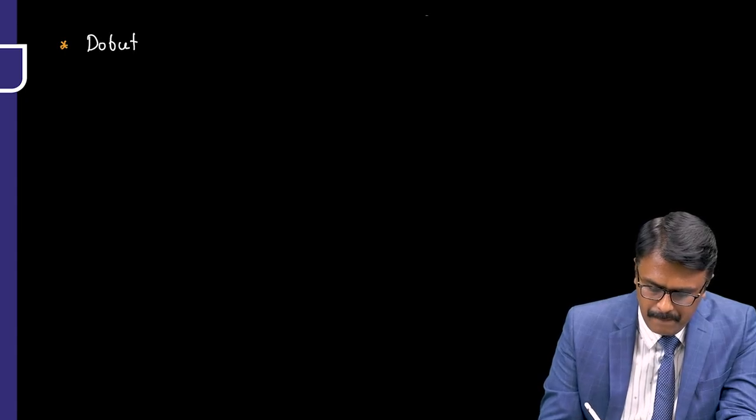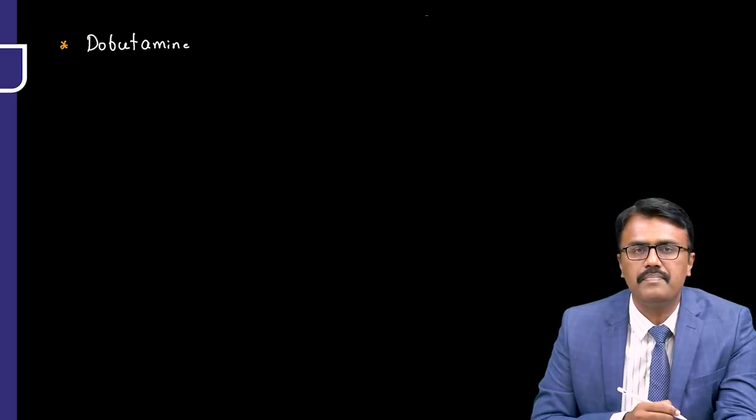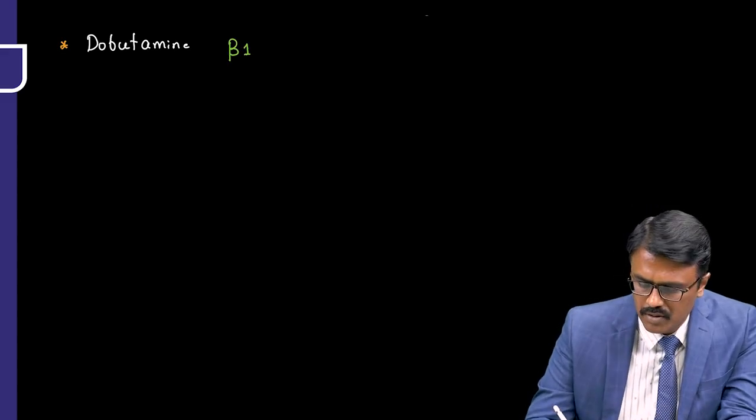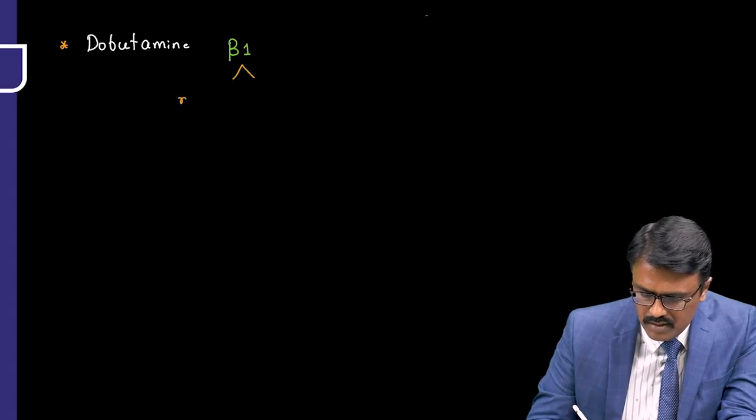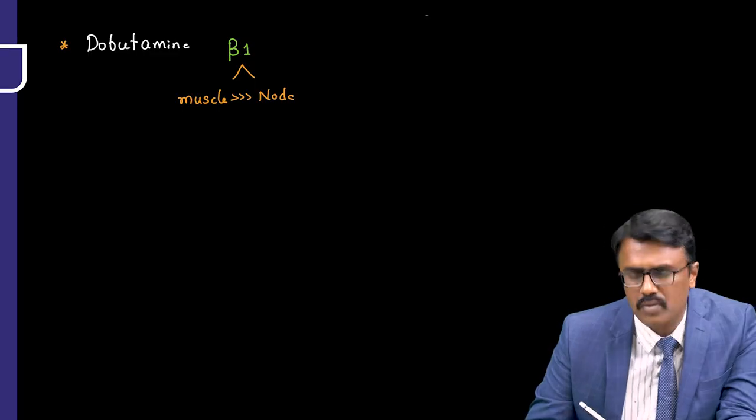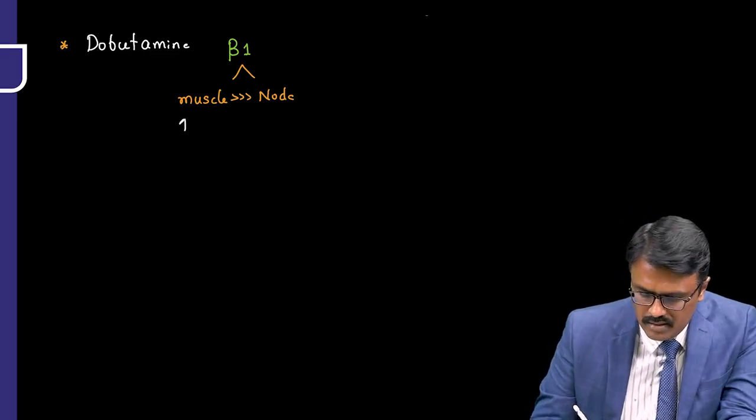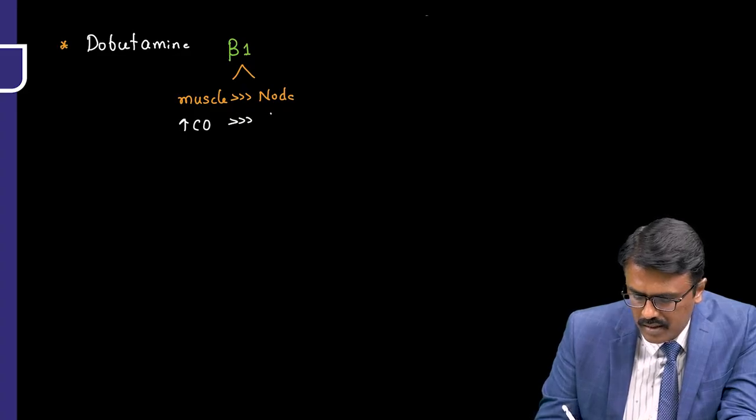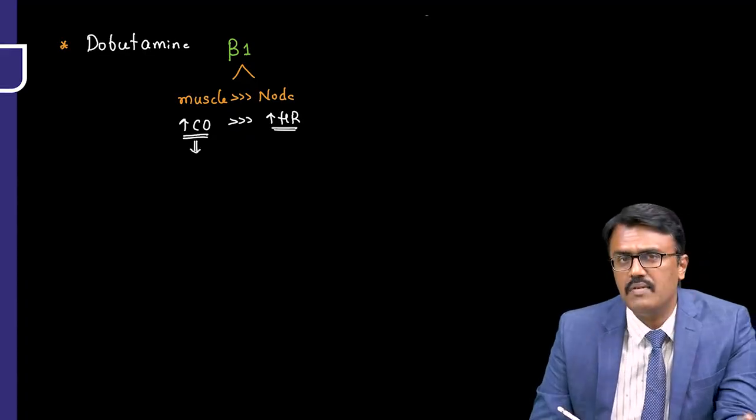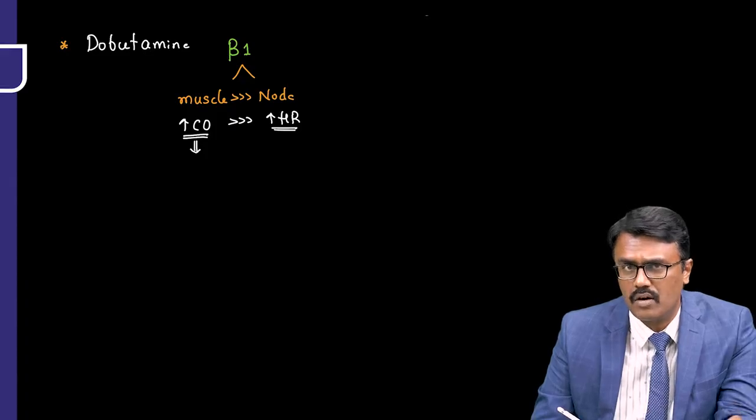Moving on to the second drug. The second drug I just want to introduce here is dobutamine. Now the specialty of dobutamine is it mainly acts on beta 1. I told you when I was discussing beta 1, you should discuss regarding the muscle and the node. So it mainly stimulates the muscle compared to the node. So that's the reason it increases the cardiac output more than heart rate. So tachycardia is not a problem, but it increases the cardiac output. So where do you want to increase the cardiac output? Obviously when there is cardiogenic shock.